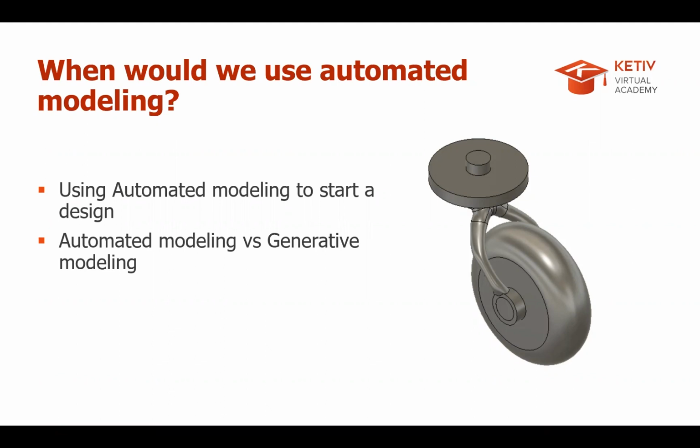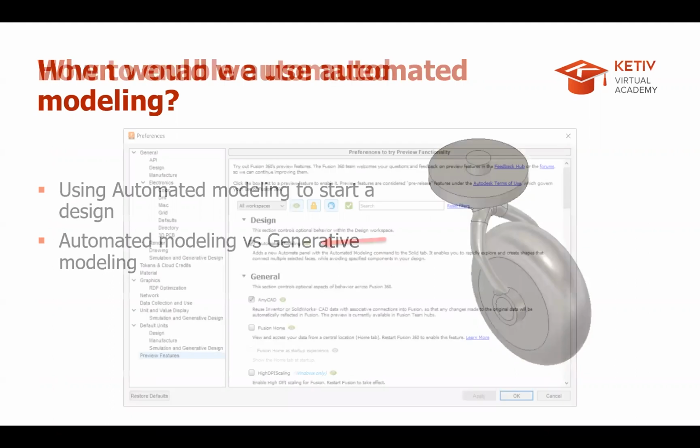Another difference from generative modeling is the number of inputs you need, because at the start of designing a certain part or model or assembly, you might not have the information to run a generative modeling simulation, because you don't have the weight or the load conditions for your part, or maybe you don't have the manufacturing process that you're going to end up using. So automated modeling helps you start your part without having as much information as you would need for something like a generative modeling analysis.